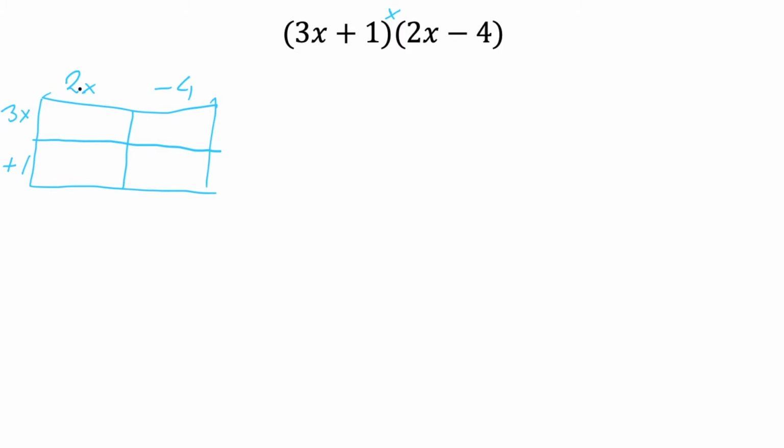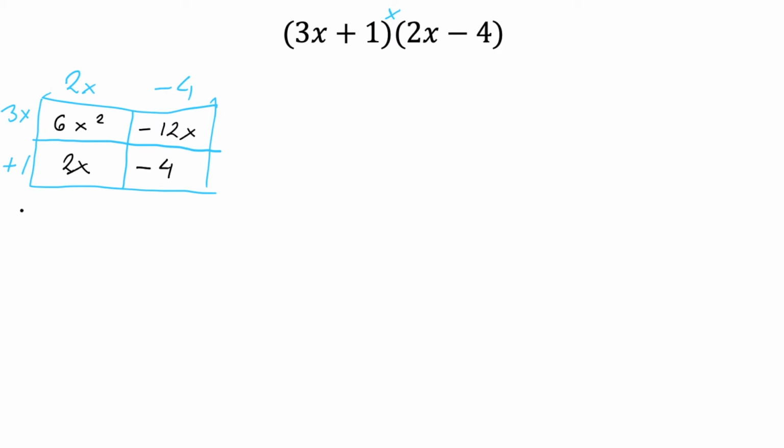So take a look over here. Here we have 3x times 2x is equal to 6x squared, and 1 times 2x is equal to 2x. We have 3x times minus 4, which is equal to minus 12x. And we have minus 4 times plus 1, which is equal to minus 4. So what I did, I multiplied each of the elements of each bracket by the other bracket: 3x times 2x, plus 1 times 2x, 3x times minus 4, and plus 1 times minus 4.